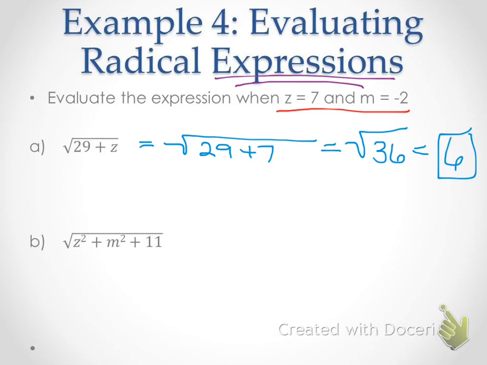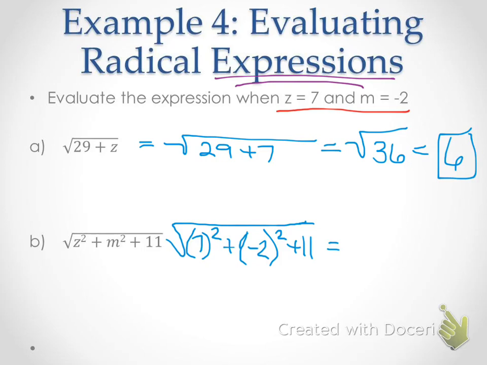All right, now in B, it's a little bit more complex. In B, it says the square root of z squared plus m squared plus 11. So again, the first thing I do is I make the substitutions. So I have (7) squared, and remember to put these in parentheses, plus (negative 2) squared plus 11. All right, and now I need to evaluate what's underneath the radical before I take the square root.